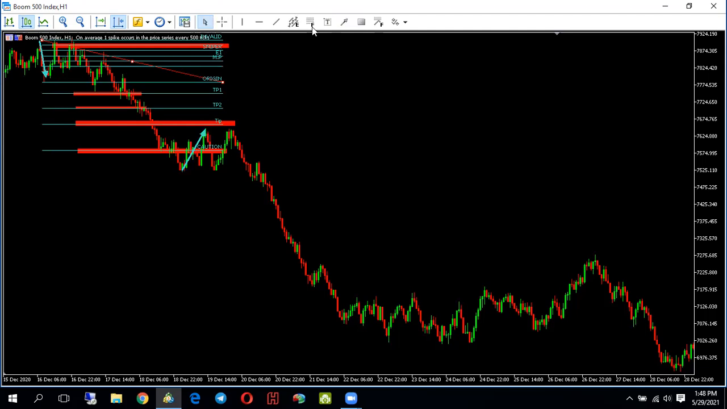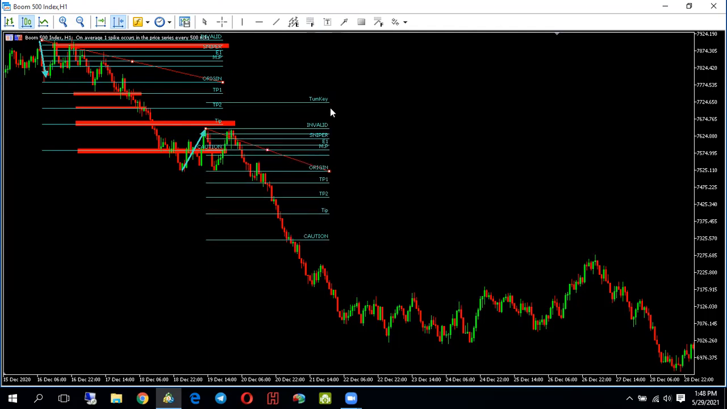All right. I can also take a Fibonacci of that impulse. And then you see, this is another entry from this zone. This is take profit 1. Take profit 2, as you can see. This is take profit 3. All right. And then you see that in this region, we also had take profit 4.